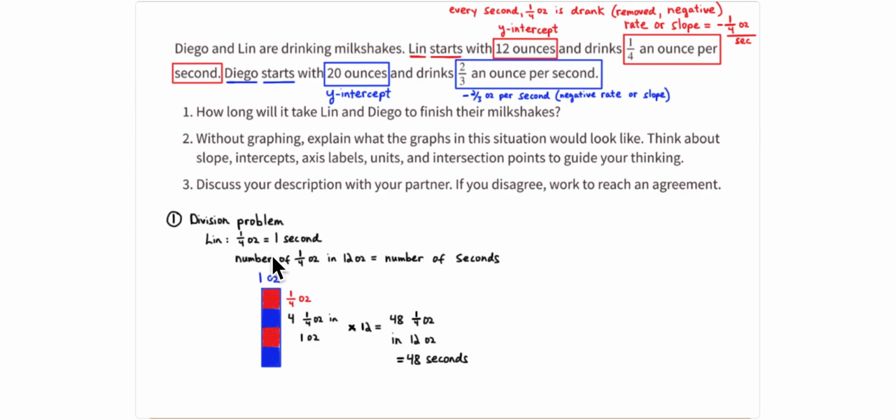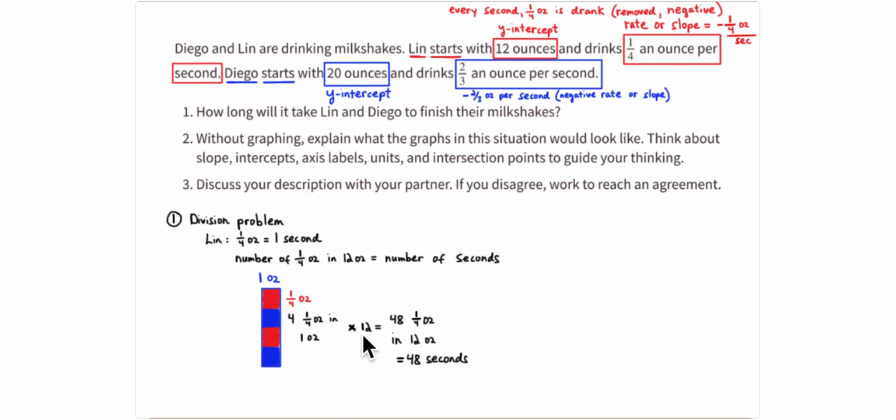So if this is Lynn's drink, this is a division problem. Lynn drinks 1/4 of an ounce for every second. So she has 12 ounces. How many of those 1/4 ounces are in her 12-ounce milkshake? That's the number of seconds. If this rectangle represents 1 ounce, then 1/4 of an ounce is this red square right here. So how many 1/4 ounces are there in 1 ounce? There are 4 of them, because 4 times 1/4 of an ounce is equal to that 1 ounce.